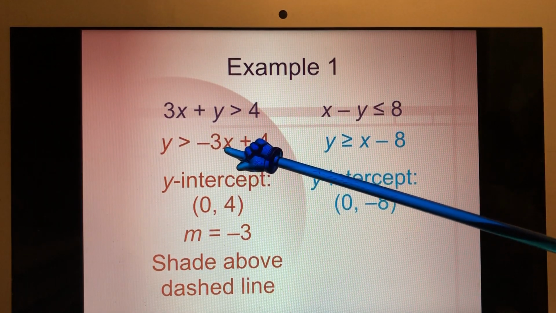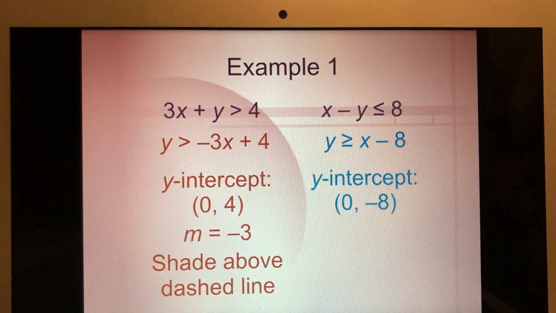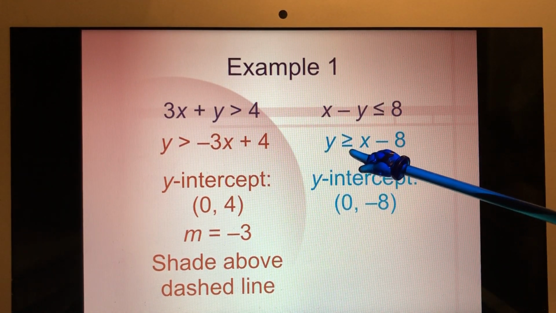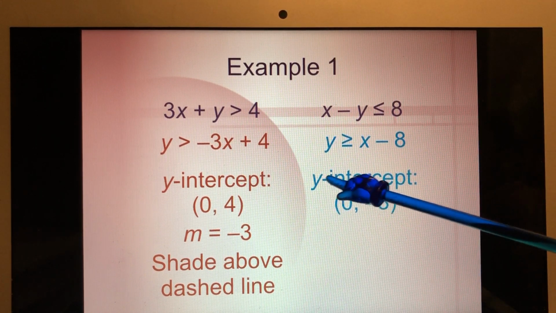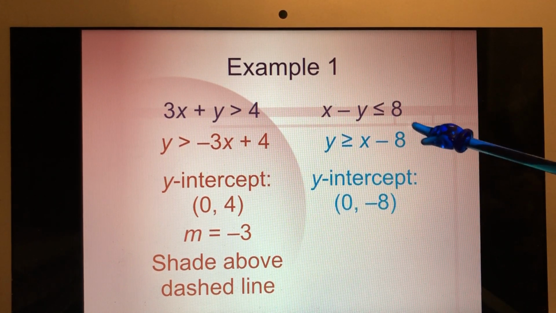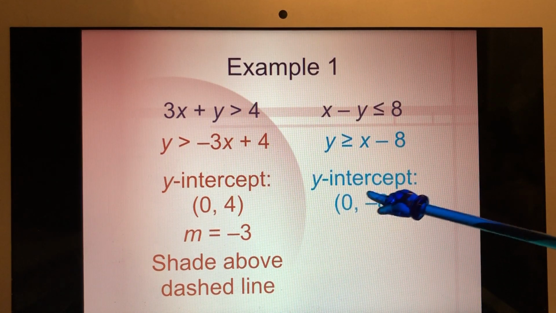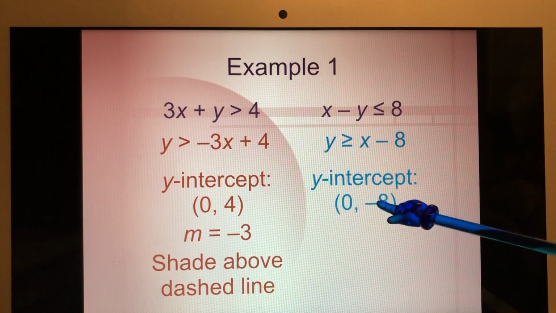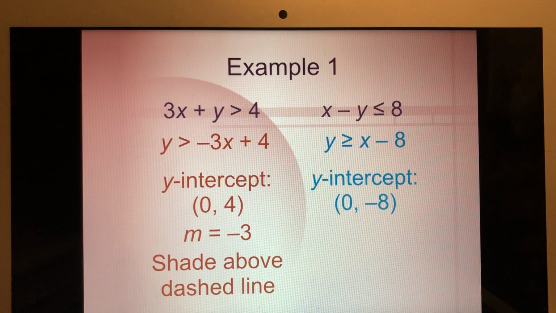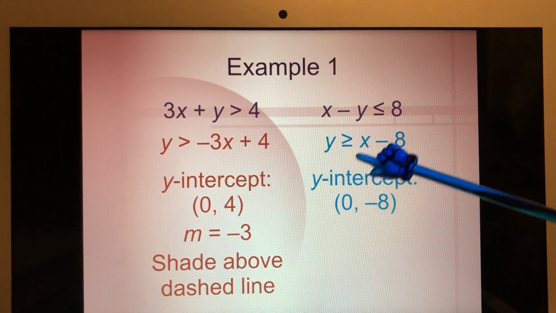But in this equation, it's negative 3. Okay? Here, y is greater than or equal to x minus 8. So this minus 8 here is already the y-intercept. Okay? So (0, negative 8) is where this equation crosses the y-axis.